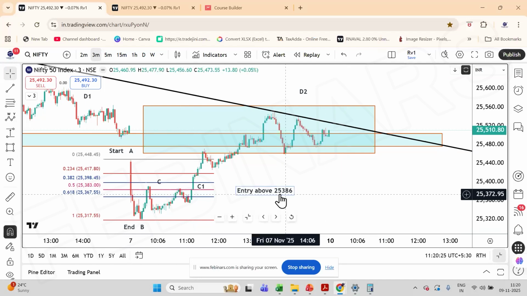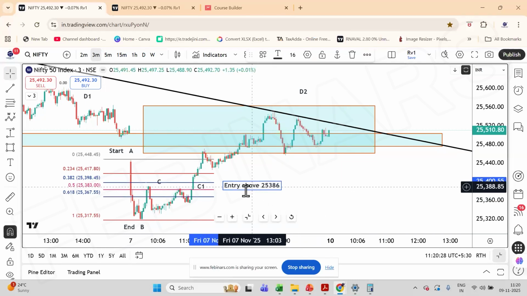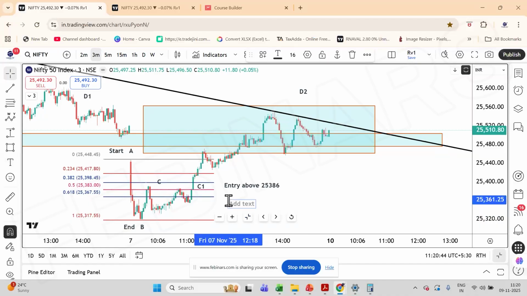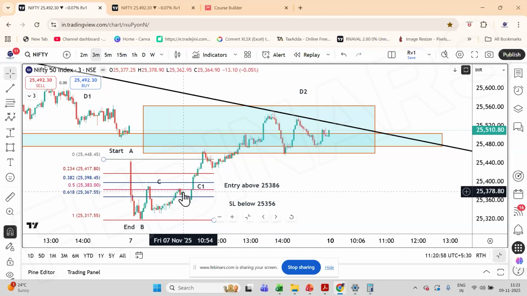In the Nifty, entry point was above 25,386 with a stop loss below the previous swing low. Well, you could have kept a stop below this only 367, but I would keep it below the swing low. SL below 25,356. Okay, that is a 30-point stop loss.